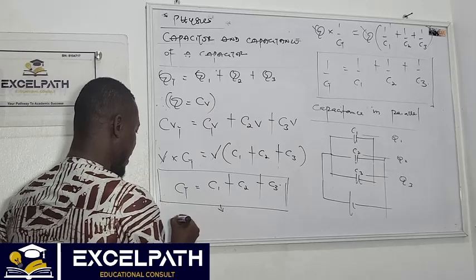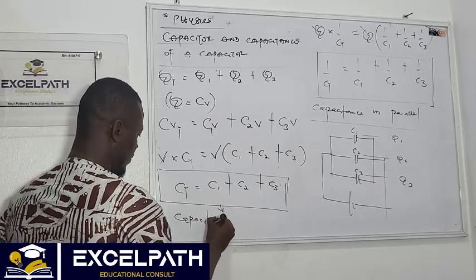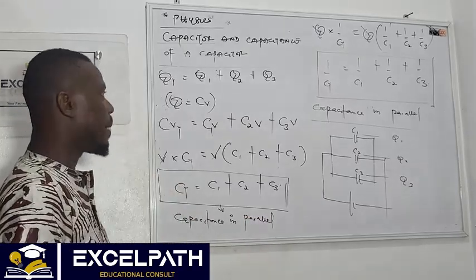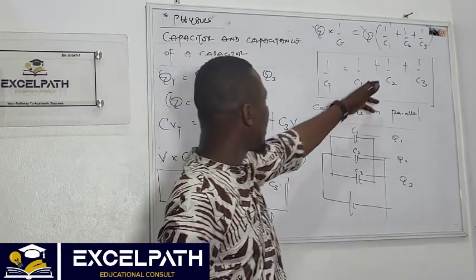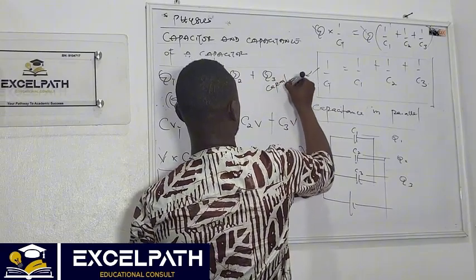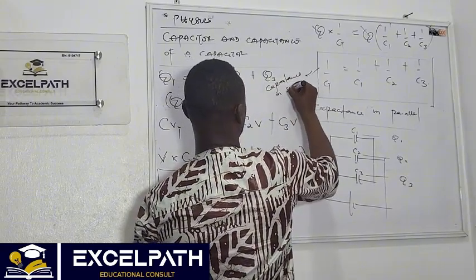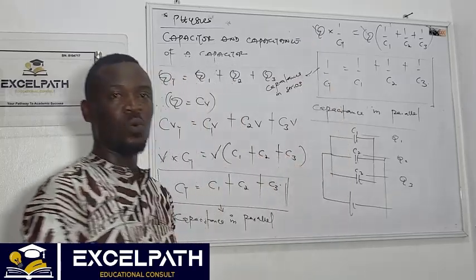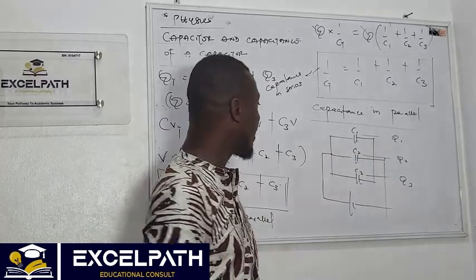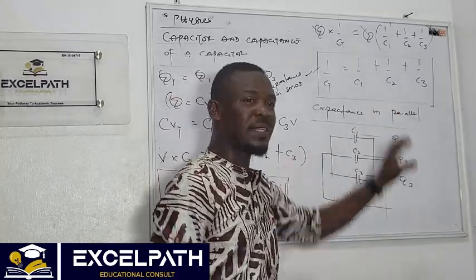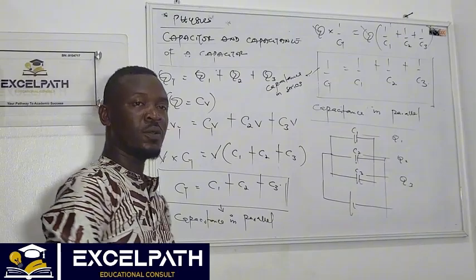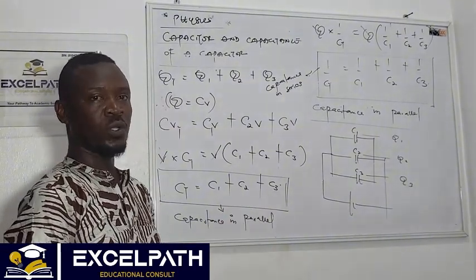This is your formula for capacitance in parallel, while this one here is capacitance in series. So whenever you're given a diagram like this on the day of your exam, when you have something like this, it is capacitance in parallel, and the formula is C1 plus C2 plus C3.